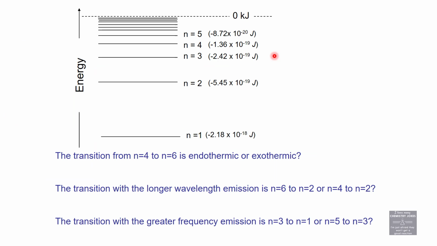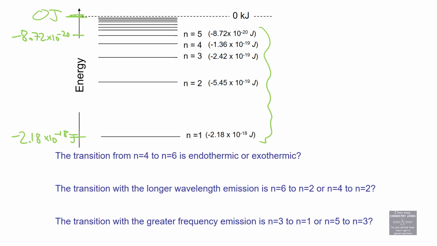So let's look at some of these. These shells have associated energy values. The value on the y-axis for n equals 1 would be negative 2.18 times 10 to the negative 18 joules. The value for n equals 5 is negative 8.72 times 10 to the negative 20. That tells you how far away from this 0 line the shells are.